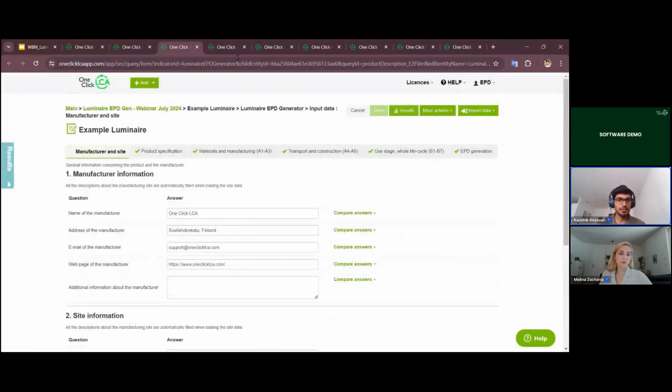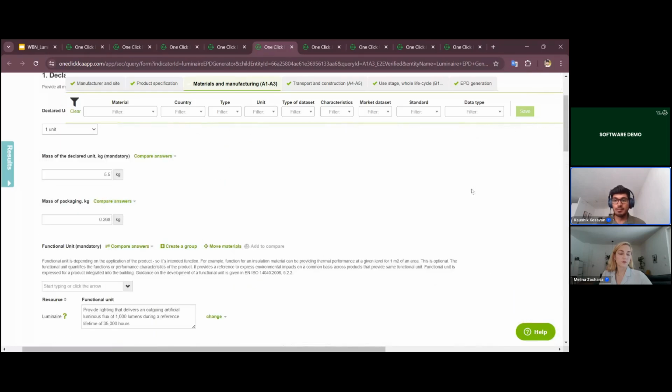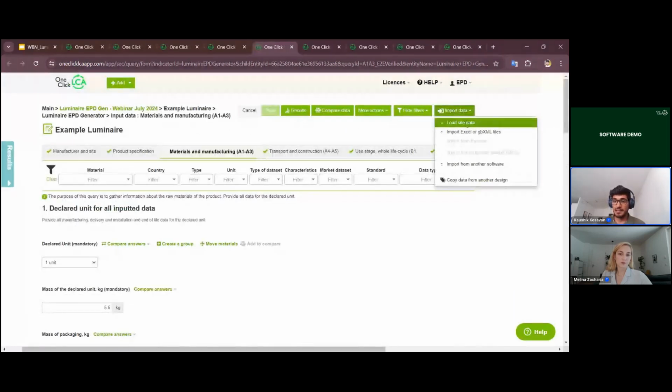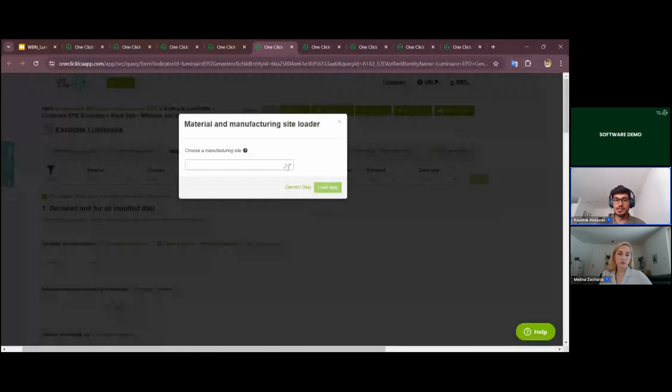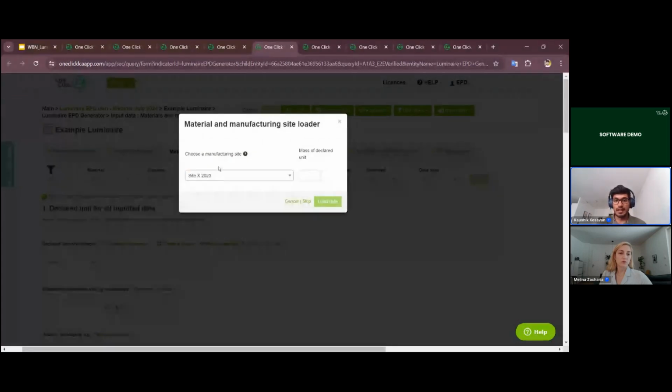Maybe right here. So when I come all the way up here, I have import data. I have load site data. So now this dropdown will show me only the site information that is verified beforehand. I have two sites. The one I want is site X 2023, and then it asks for the mass of declared unit. Now this is required, like I said, to convert the data from the factory level to the declared unit level. So the mass of the product is 5.5.